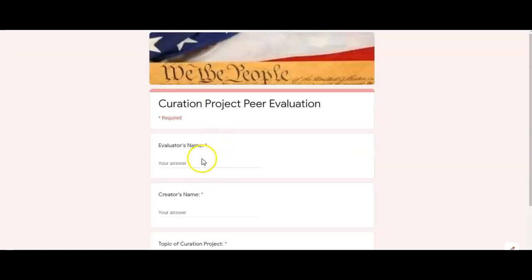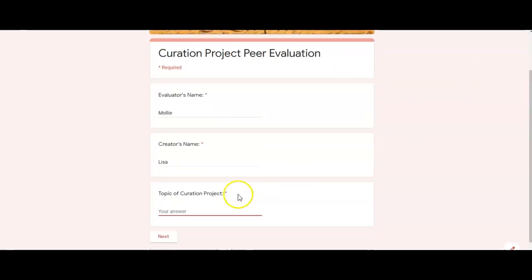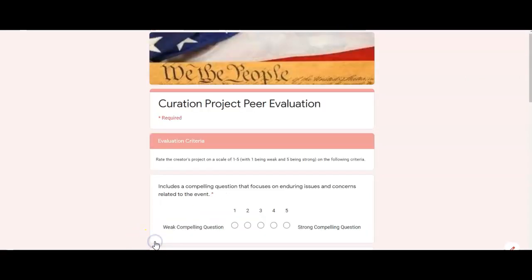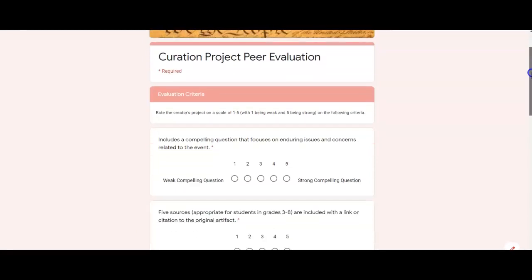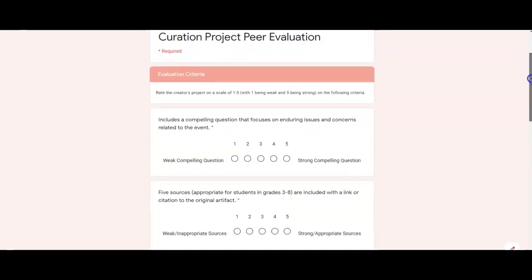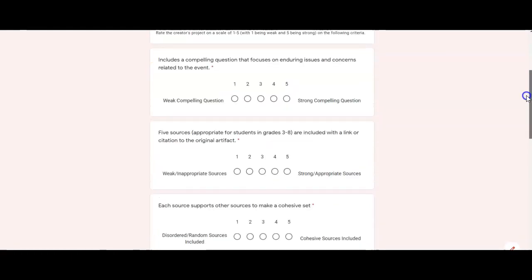When you click on this link, it'll bring you to a Google form, and you will fill it out with your name. So if Molly was the evaluator, I would fill out her name. Lisa was the creator. And then the next one is just the topic. Well, her topic was all about immigration. I would click next, and then there is evaluation criteria on a 1 to 5 scale, 1 being weak and 5 being strong. And using your best judgment, look through these criteria and try to determine where you would rate the work that student did.